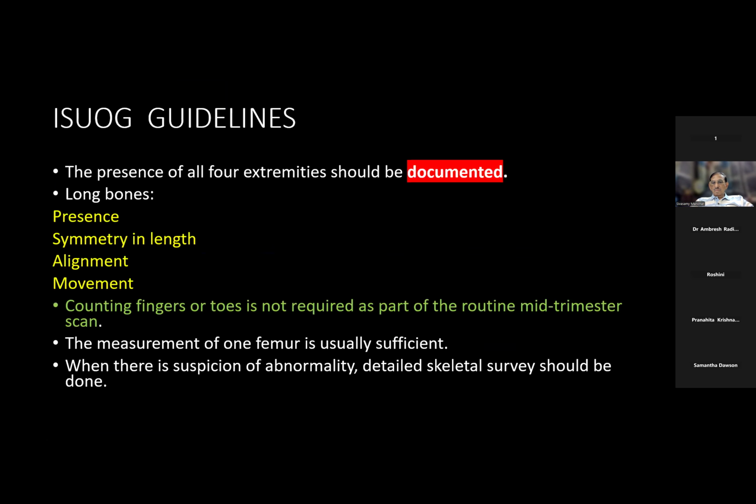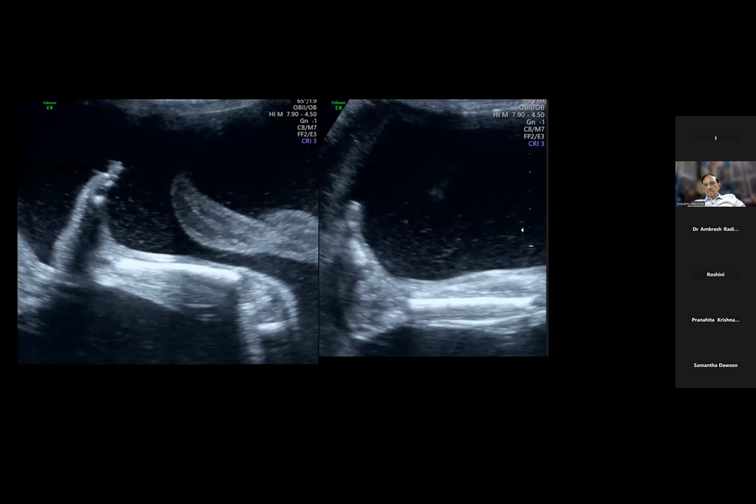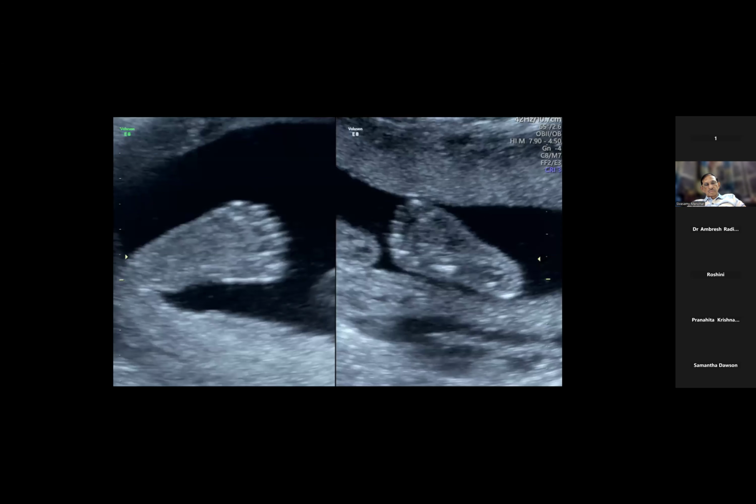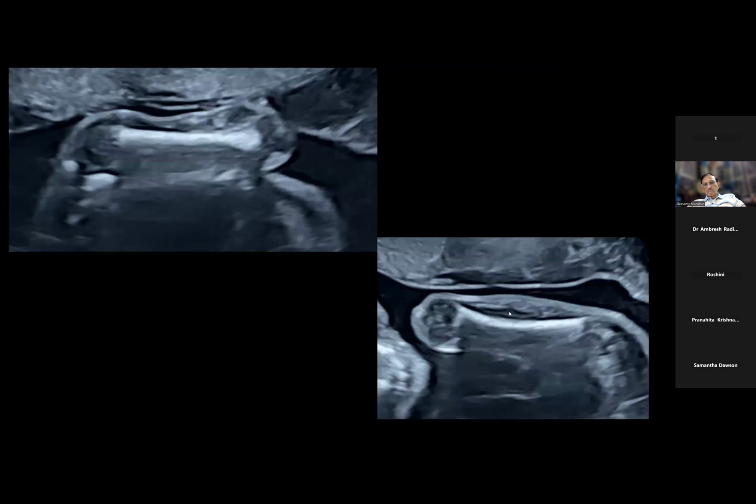And we should also look at the alignment, as I said, the alignment of the wrist with respect to the hand, and the foot with respect to the leg. Movements should also be assessed. Sagittal images of the lower limb should be documented to look at the leg-foot angle, and an end-face view of the foot should be seen. An open hand should be documented. When we look at the humerus and femur, we have to look at the cutaneous contour, the underlying fat and the muscle mass, and this has to be extended up to the gluteal region.